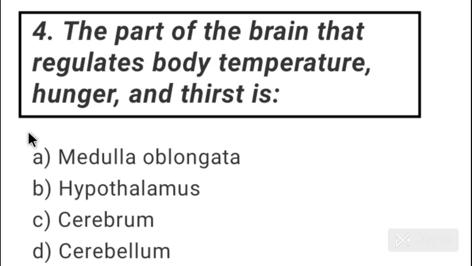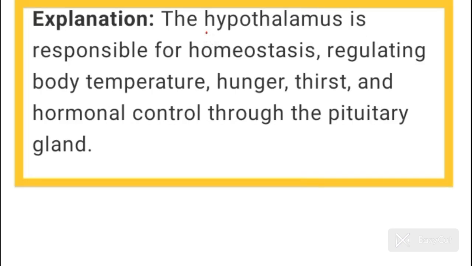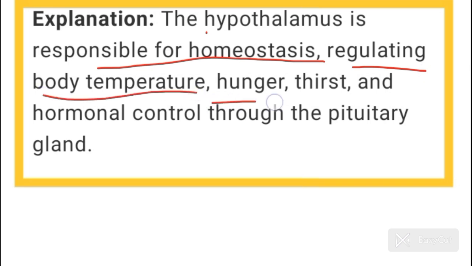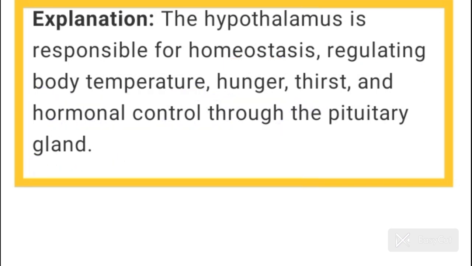Question number 4. The part of the brain that regulates body temperature, hunger and thirst is. So, the hypothalamus controls body temperature, hunger and thirst. It also manages hormones by regulating the pituitary gland, keeping the body's function balanced and stable. So, option B is correct for question number 4, that is hypothalamus. The hypothalamus is responsible for homeostasis, regulating body temperature, hunger, thirst and hormonal control through the pituitary gland.